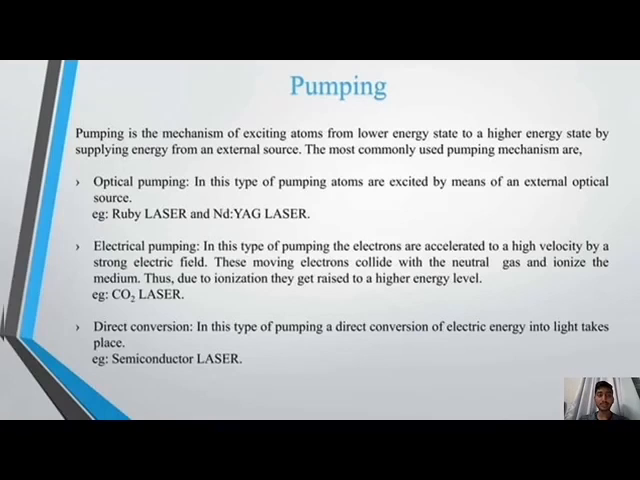What is pumping? Pumping is the mechanism of exciting atoms from the lower energy state to the higher energy state by supplying energy from an external source. The most commonly used pumping mechanisms are, first, optical pumping. In this type of pumping, atoms are excited by means of an external optical source, for example ruby laser and neodymium lasers. Electric pumping. In this type of pumping, the electrons are accelerated to a higher velocity by a strong electric field.